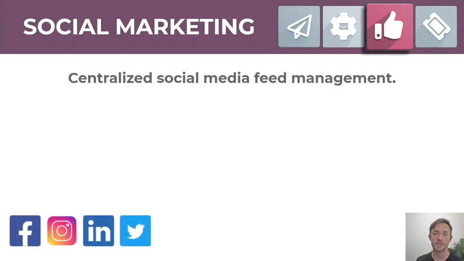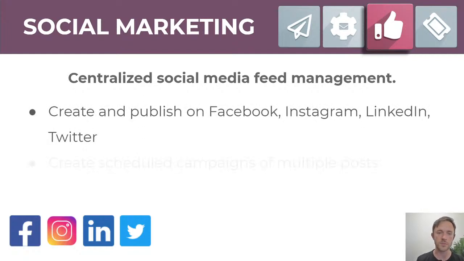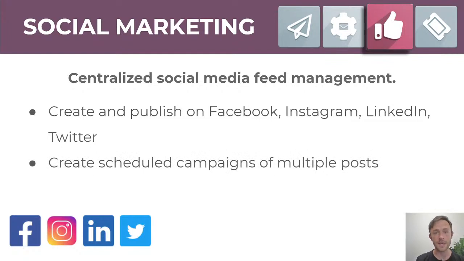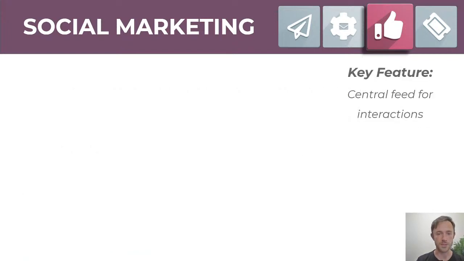Social marketing is a centralized place to manage your different social media feeds. We're adding more all the time, but for now it's Facebook, Instagram, LinkedIn, and Twitter. You can create scheduled campaigns with multiple posts in a row, just like with marketing automation. And the biggest convenience is really just monitoring it all in one place, which I'll show right here.